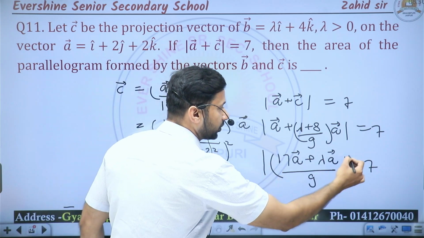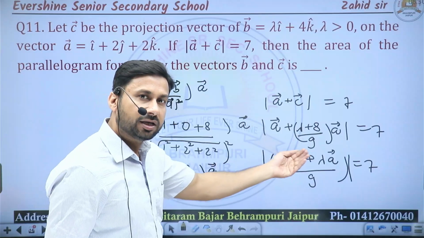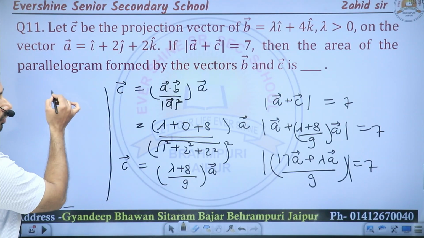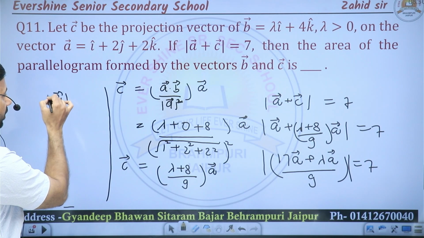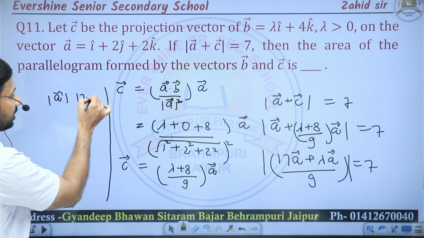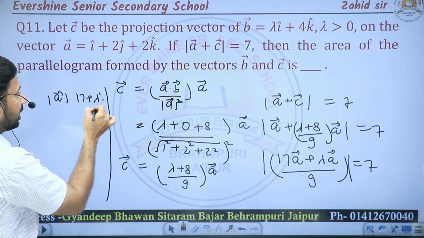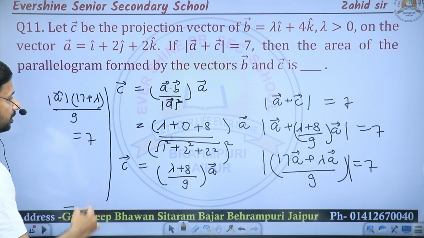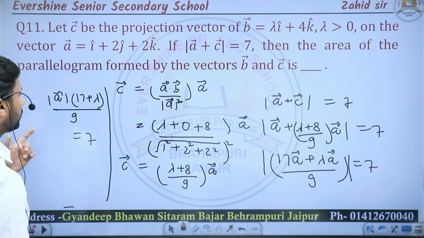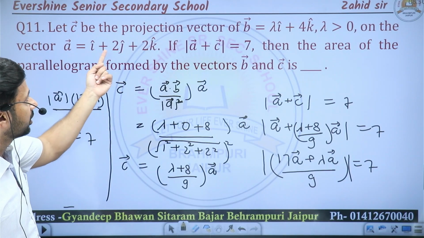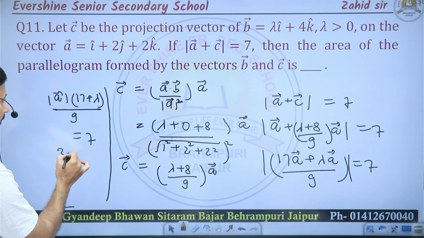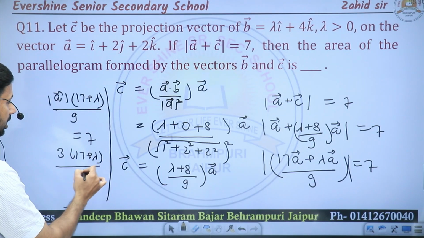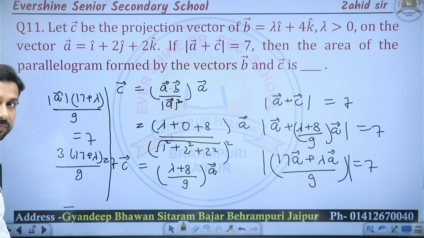Now here we are having the magnitude of it, so I can take A as a common factor. It will be magnitude of A multiplied with 17 plus lambda upon 9 equals 7. Here we need the magnitude of A, which is 3. So I can write this as 3 into 17 plus lambda upon 9 equal to 7.